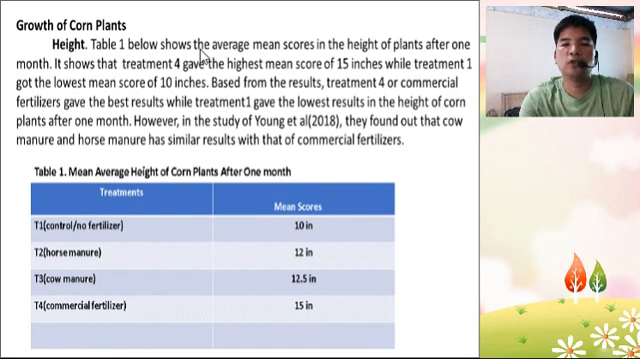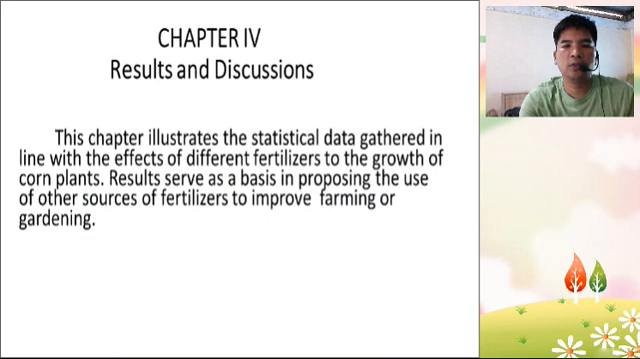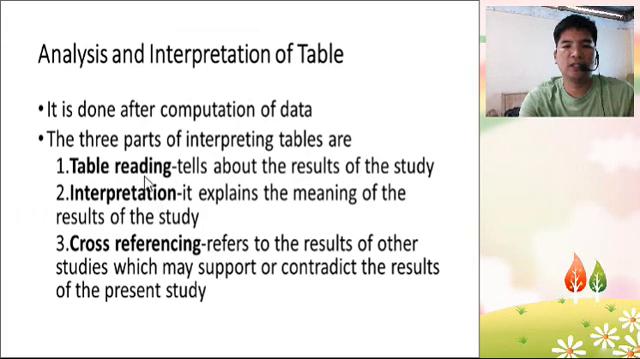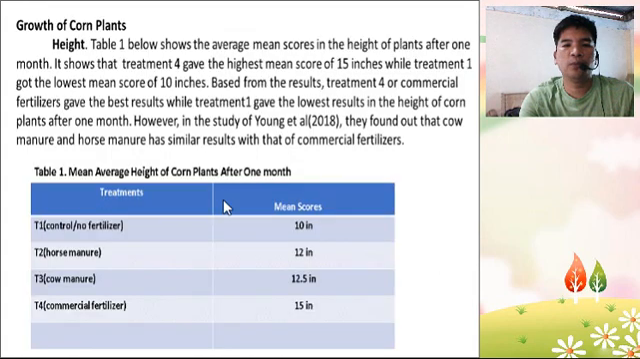So Table 1 below shows the average mean score in the height of plants after 1 month. Okay? So as you can see, this one is what we call the first part of discussing the table, which is table reading. You have to give the table reading. Okay? So in this example, this one is the table reading. Table 1 below shows the average mean score of plants after 1 month. It shows the treatment 4 gave the highest mean score of 15 inches while treatment 1 got the lowest mean of 10 inches. So this one is the table reading.